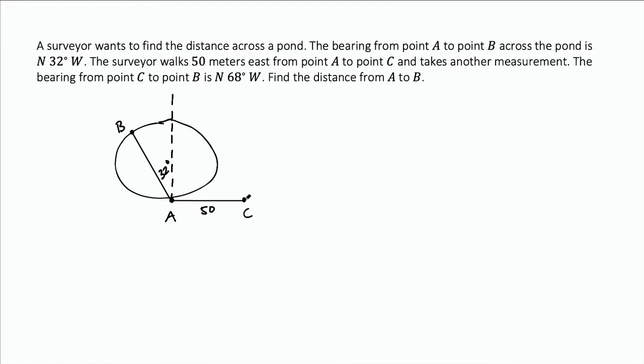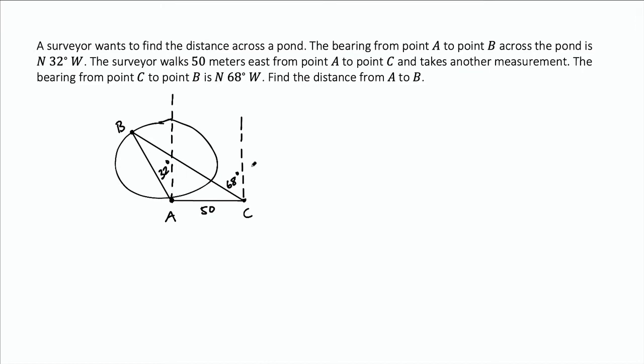The bearing from point C to point B is now again, from the north south, north 68 degrees west. And we'd like to find that distance across the pond from point A to point B.